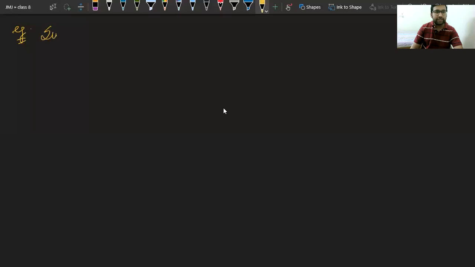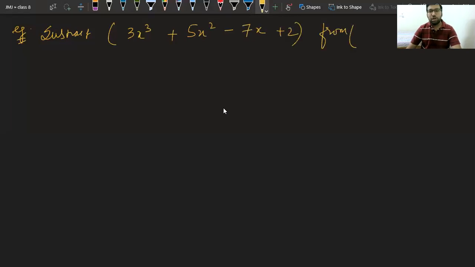So subtract, suppose I give you, 3x cube plus 5x square minus 7x plus 2 from minus 8x cube plus 2x square minus 3x plus 5. Now find the answer. Find the answer fast. Subtract this first from this second.